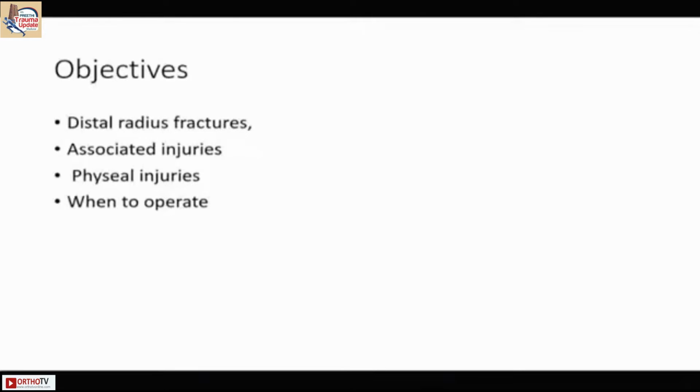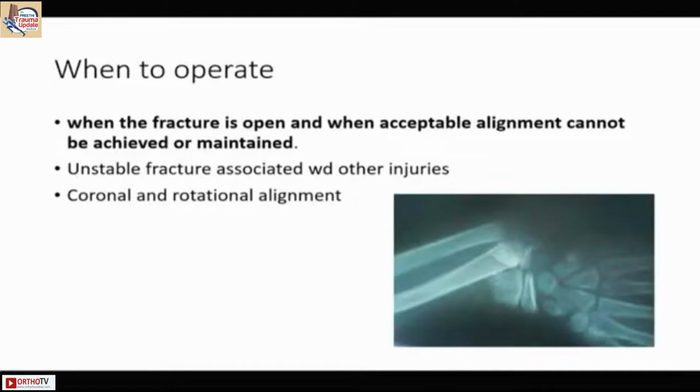So my objective is to discuss when to operate on these distal radius fractures. Let me put it this way: when to operate, and then later I'll discuss the ways of managing it conservatively very well. Again, this is the same thing, repetition. So when do we operate? There are very few indications for a distal radius fracture, not many.